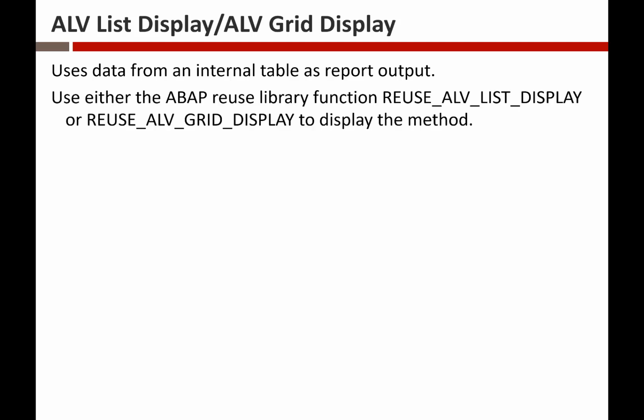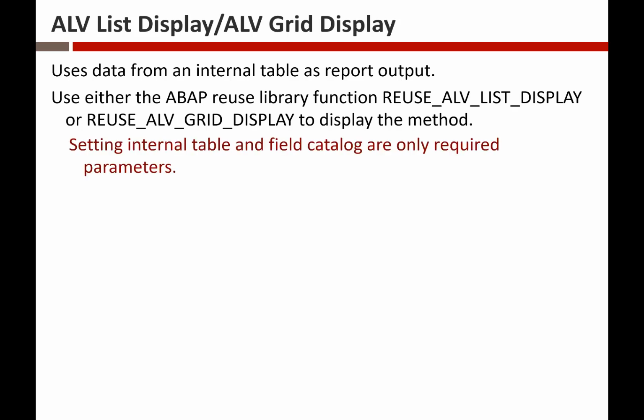And so whichever of these we choose, it's going to use data from an internal table as the output in the body of the ALV grid or the ALV list. And we do this through the use of functions that are built into the SAP environment in the ABAP reuse library. So there's a lot of different functions that are in the ABAP library that we can make use of, and so we'll talk about these pretty quickly this morning.